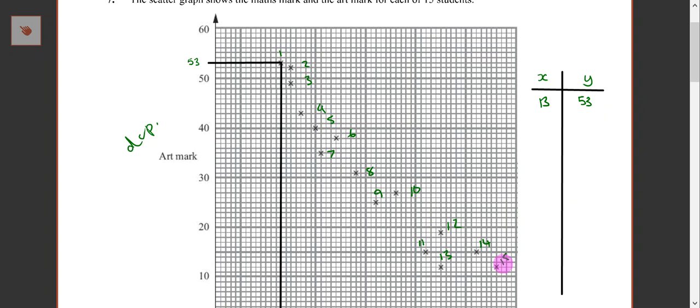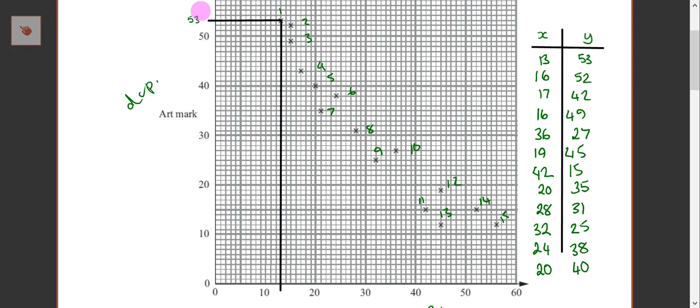1, 2. Look at me. No, 2. I've done 1. 2, 3, 4, 5, 6, 7, 8, 10, 11, 12. And I've numbered them on, so you're doing the right one. Okay? And then we'll do the last couple together. It's always good to check. So 21, 35. Yeah?